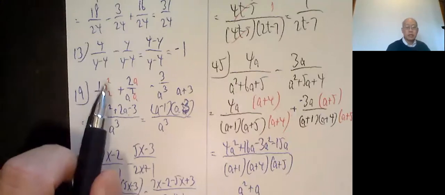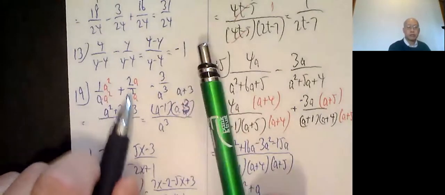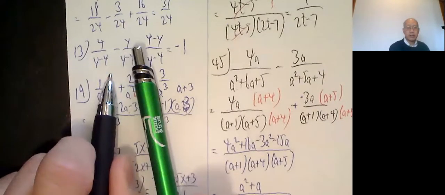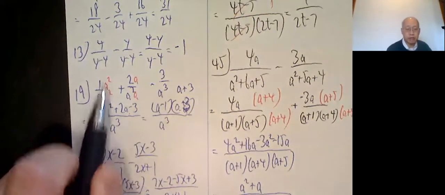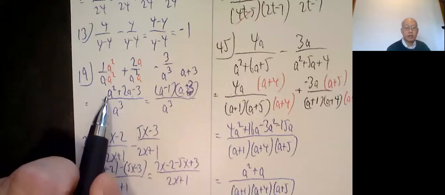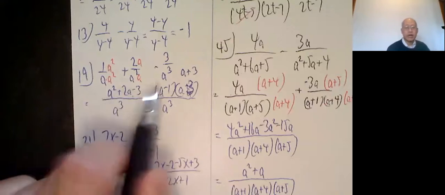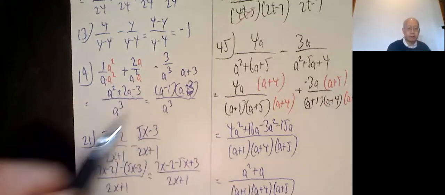Okay, 19. And the blue is the original problem, the red is the new stuff. So 1 over a plus 2 over a squared minus 3 over a cubed. It was originally like that. Okay, common denominator is a cubed, so multiply by a squared over a squared, a over a. Okay, so that gives me a squared plus 2a minus 3 over a cubed. You could leave it like that, but optionally you can factor: a minus 1, a plus 3, over a cubed.